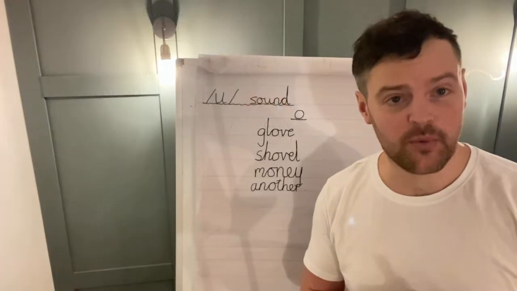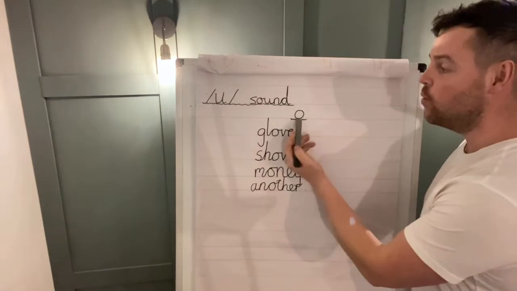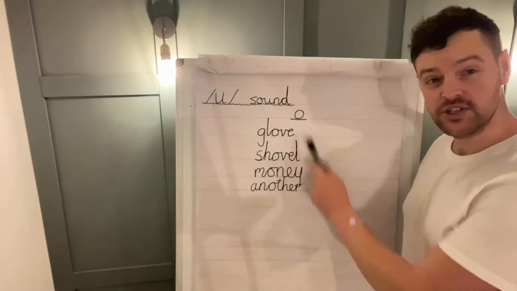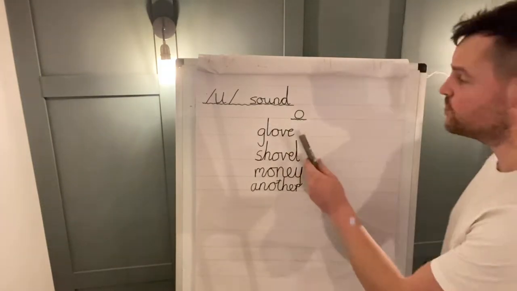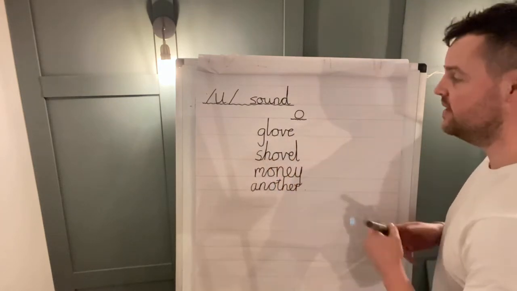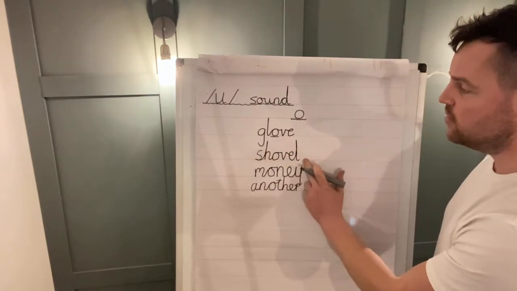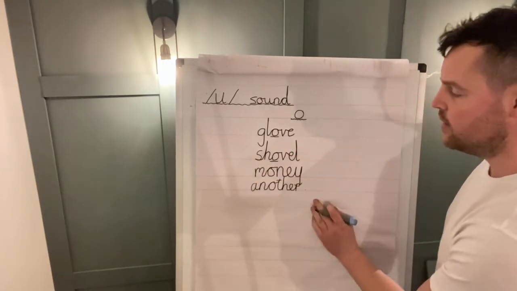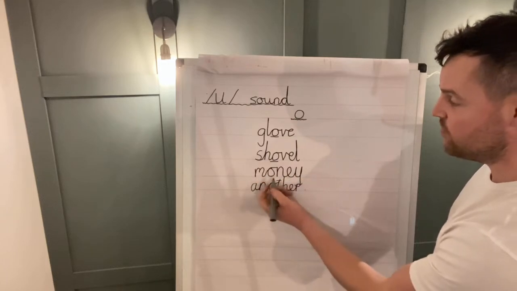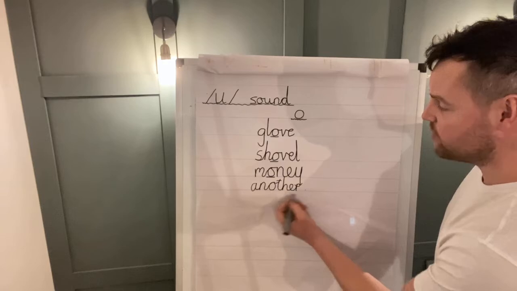Now we're going to look at another way to make the sound. We're going to look at the use of the letter O to make the sound. So let's read these words together. We have glove, the sound being there, glove, shovel, money, and another.